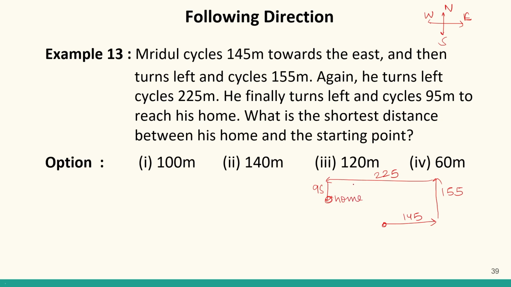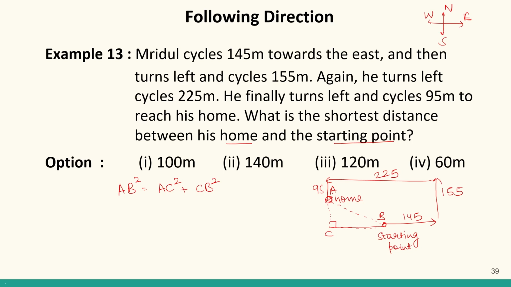We have to find the shortest distance between the home and the starting point. This is the starting point. So this will be the shortest distance and I can draw a triangle over here, right? Right angle triangle. This distance will be how much? Let me name the triangle as ABC. We have to find the distance AB. So AB square will be equal to how much? AC square plus CB square. This we know from Pythagoras theorem, right?